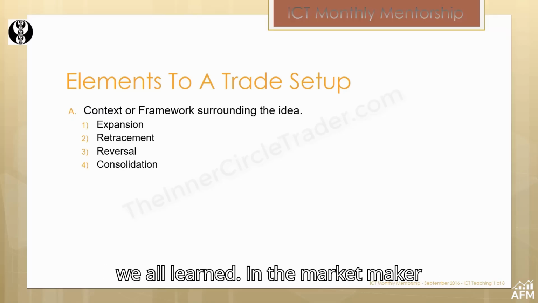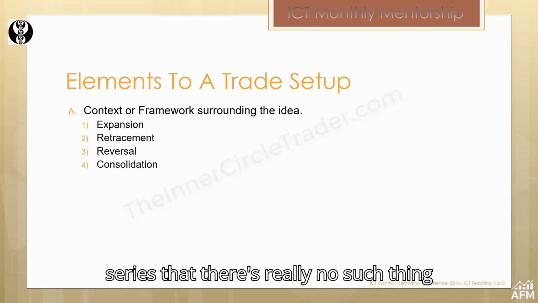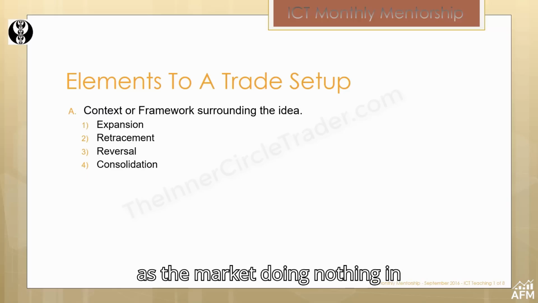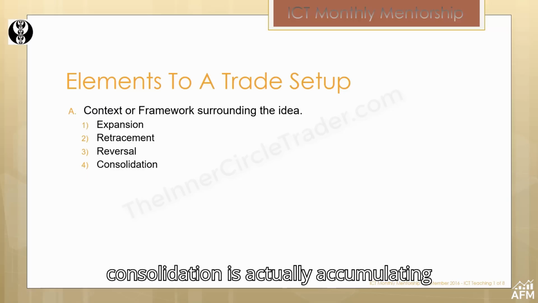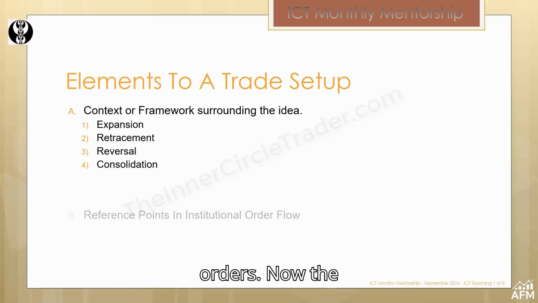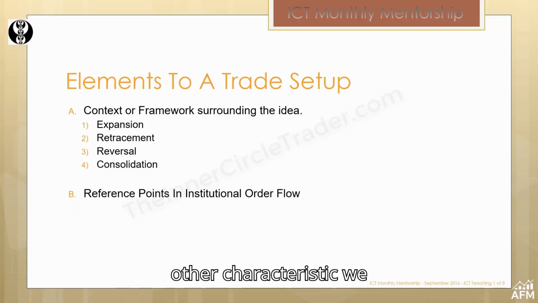But really, we all learned in the Market Maker series that there's really no such thing as the market doing nothing in consolidation. It's actually accumulating orders. Now, the other characteristic we use for defining elements to a trade setup is using these 4 criteria for context and framework to specific reference points in institutional order flow.